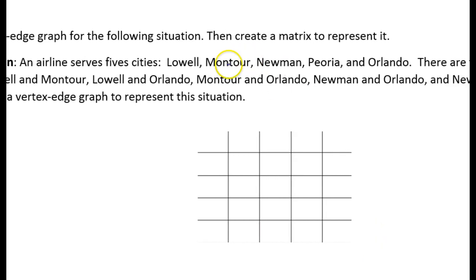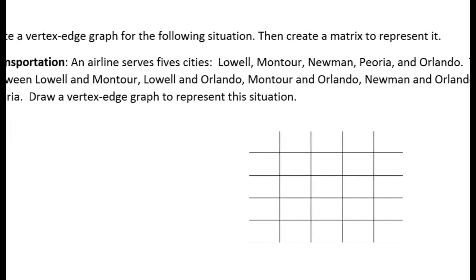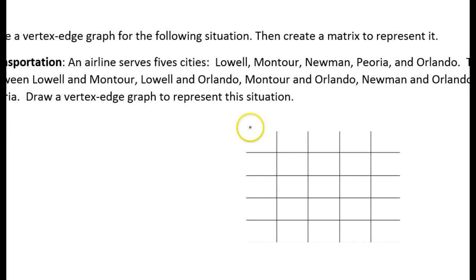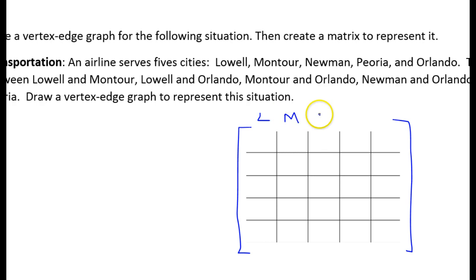Did I say Montana? Montour. Okay. L, M, N, O, P. Alright, so I know the matrix is coming, so I'm going to go ahead and letter these now in alphabetical order, please. L, M, N, O, P.